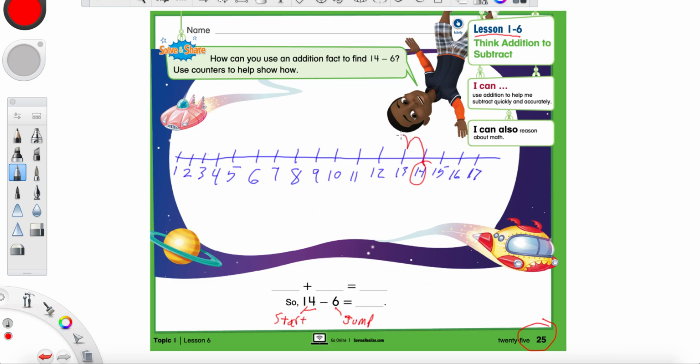And then 1, 2, 3, 4, 5. Wait, one more. 6. And if you ever make a mistake like I just did, and forgot how many jumps we were making, you can always double check. Count the jumps. 1, 2, 3, 4, 5, 6. I got 6 jumps. I'm all good to go. I did it correctly. And what number did I land on? I landed on 8. So now we know that 14 minus 6 equals 8.